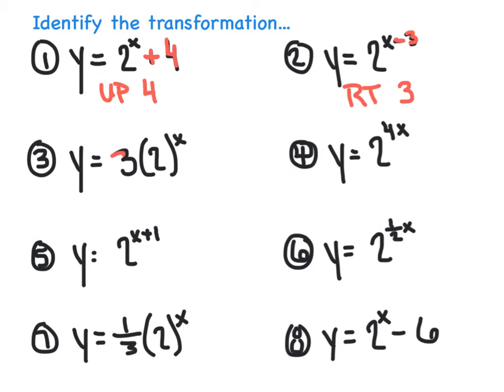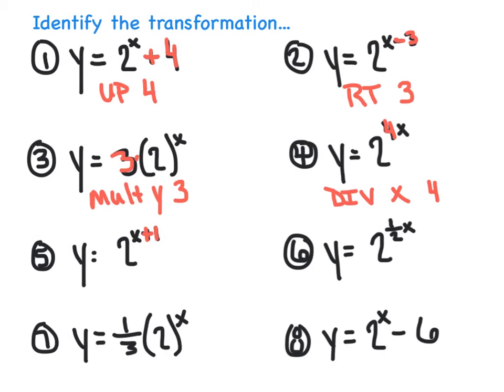Let's see, number 3, I've got a multiple of 3 on the outside, so that's a vertical stretch. And I'm going to multiply all the y-coordinates by 3. Let's see, this 4 is a multiple of x. It's not an additive of x. It's a multiple of x. So it's what we call a horizontal compression.